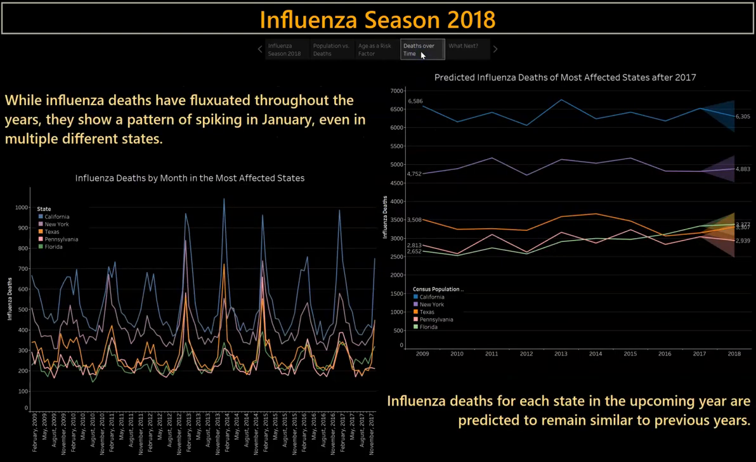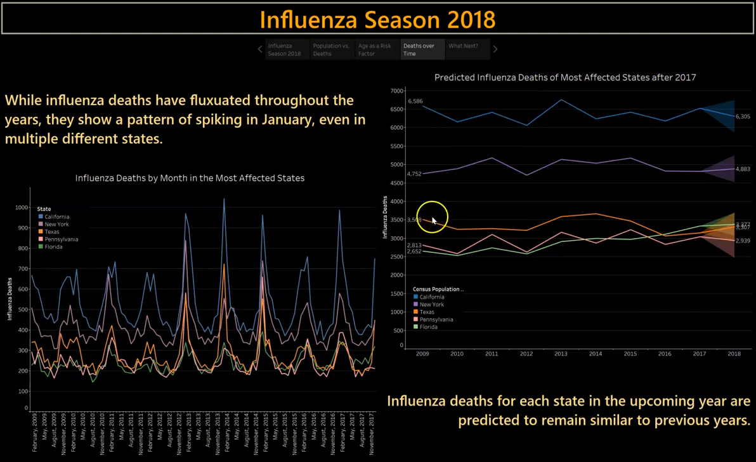So what about time? Here we have two different line graphs. The one on the right here shows the course of several years, 2009 to what we predict the total deaths to be in 2018. And we're only showing the 5 most affected states here, the ones who have the most influenza deaths. So California is way up here at the top. You saw that on the map over there. They have the highest population and the highest total deaths. You can see that again here on this line graph.